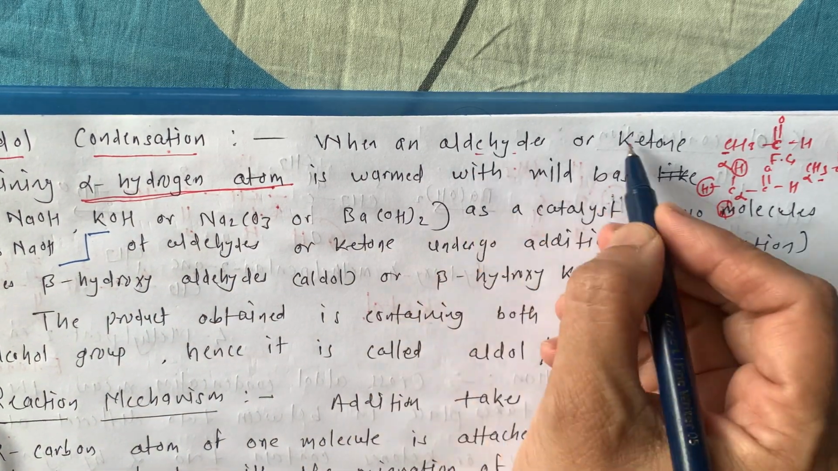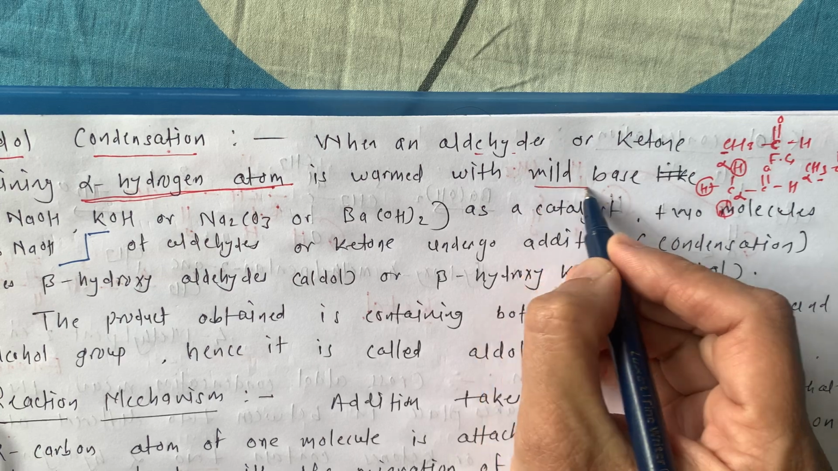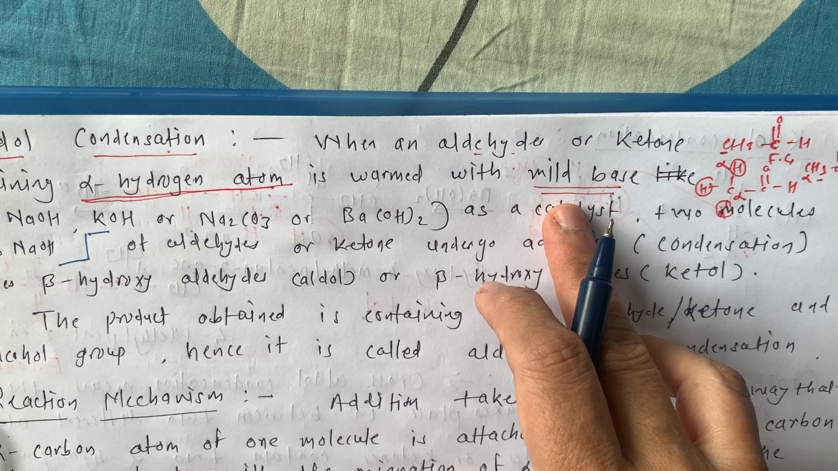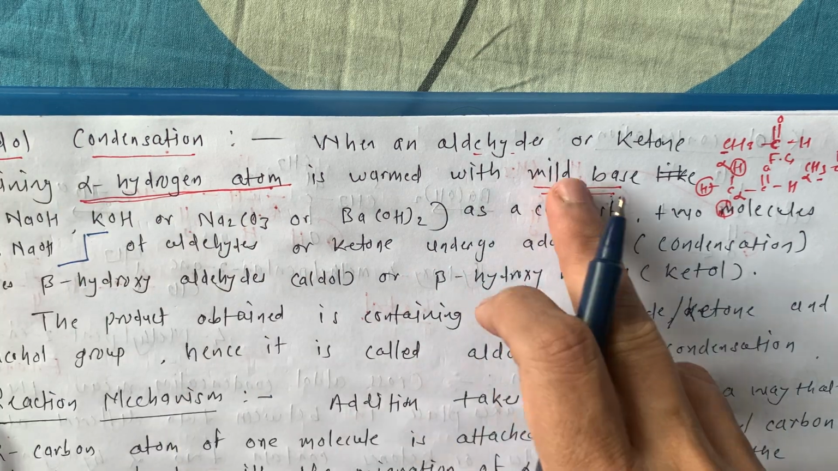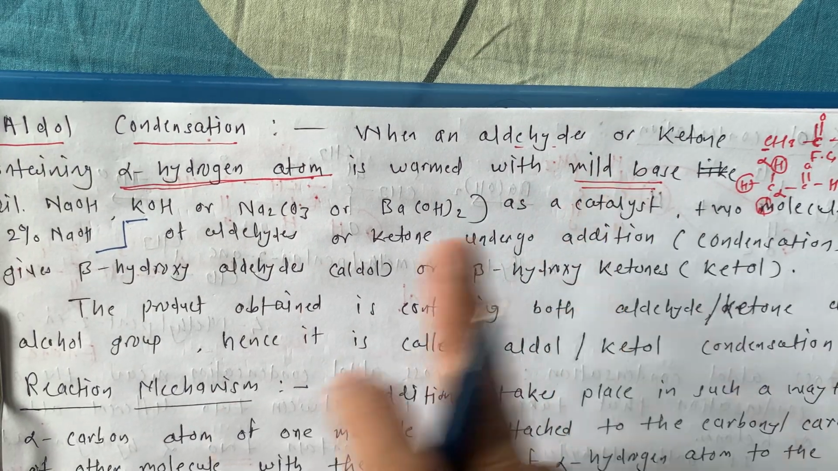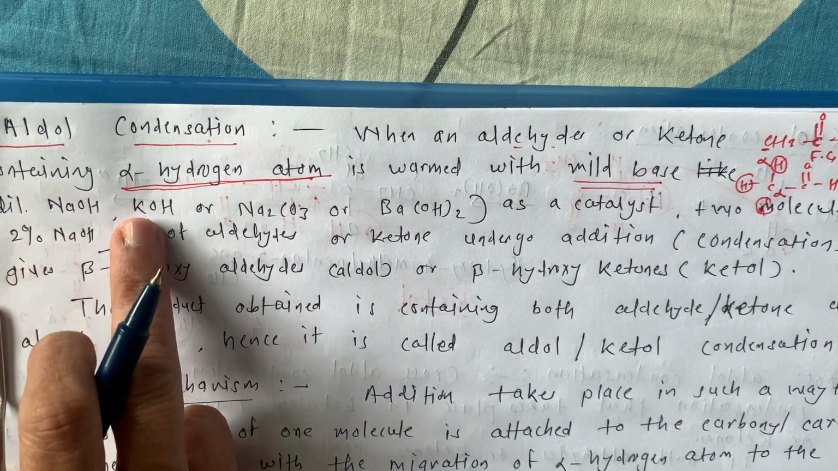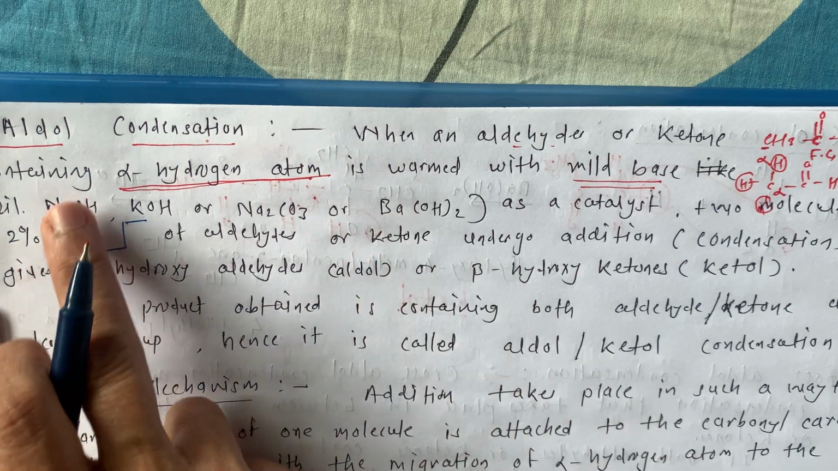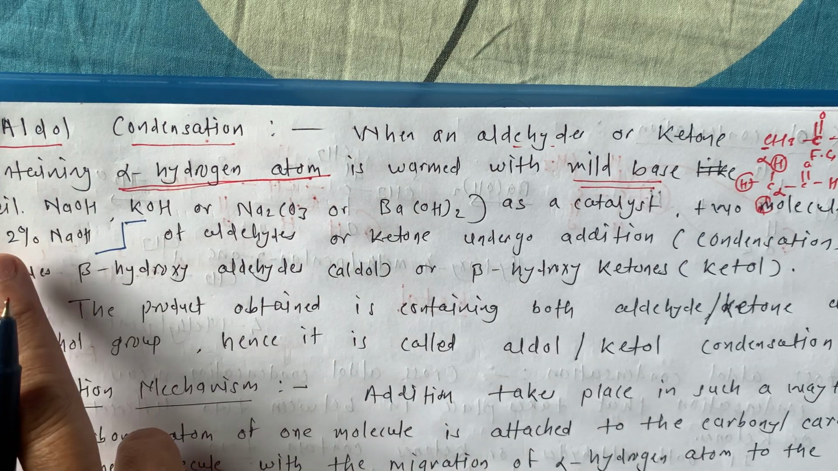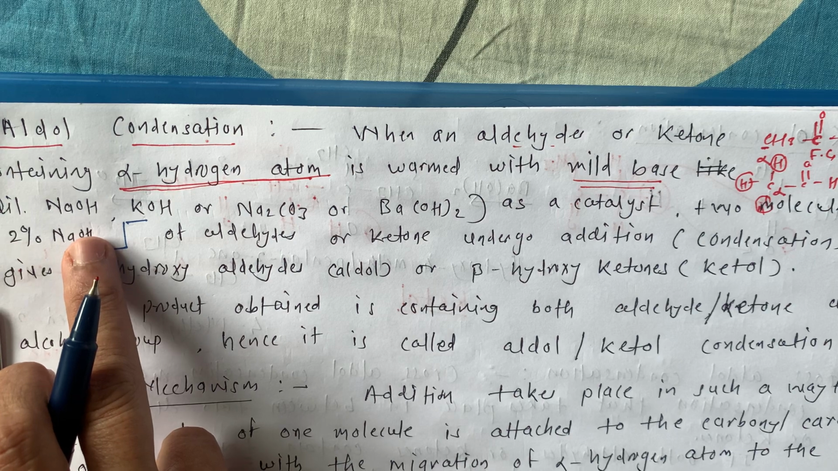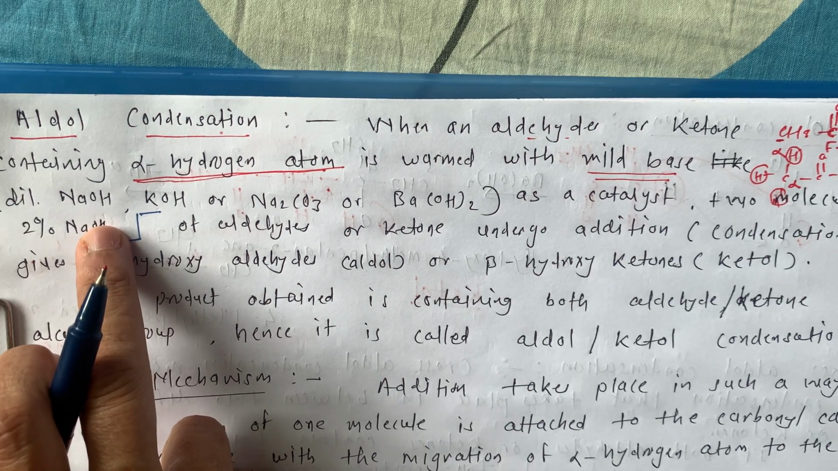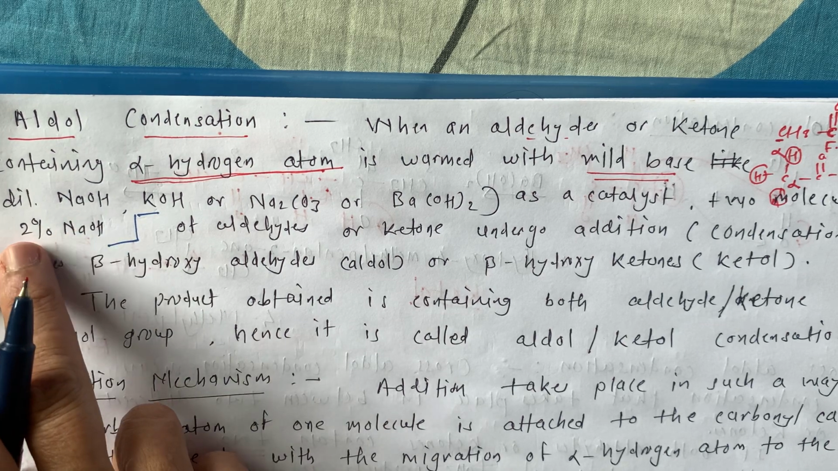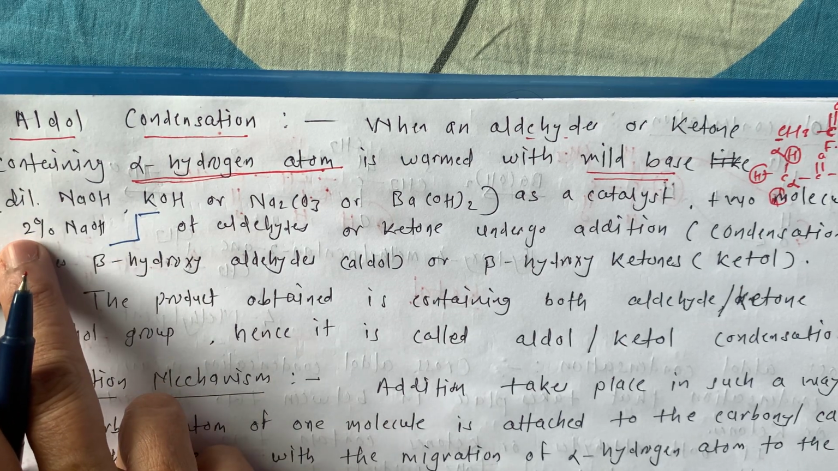Now such aldehyde and ketone are warmed with mild base. This is again important, because in Cannizzaro we are going to treat with concentrated base, while in aldol it is mild base. For example, dilute NaOH or KOH or Na2CO3 or barium hydroxide. This NaOH is just 2% NaOH, meaning if there is 100 ml of solution, then 2 ml is NaOH and 98 ml is water, and that is a dilute one.